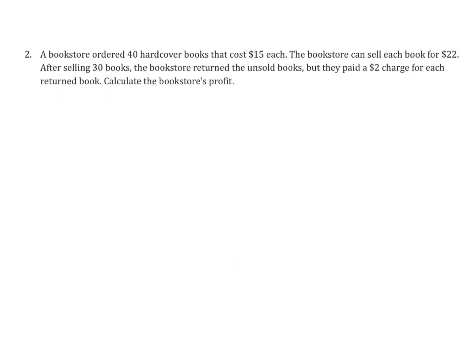Here's one last example. A bookstore ordered 40 hardcover books that cost $15 each. The bookstore can sell each book for $22. After selling 30 books, the bookstore returned the unsold books, but they paid a $2 charge for each returned book. Calculate the bookstore's profit. When we're asked to find profit, we will take the income, which is the money that someone takes in from their sales, minus their expenses, which is the money they spend to buy their supplies, and that will equal their profit.